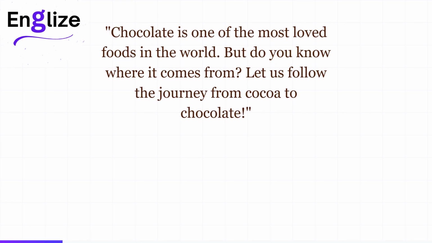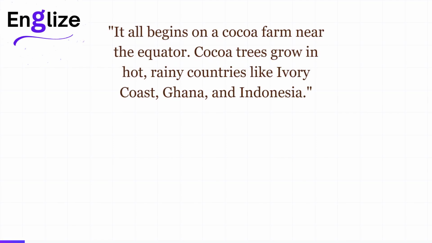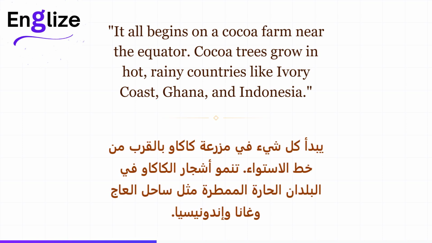Chocolate is one of the most loved foods in the world. But do you know where it comes from? Let us follow the journey from cocoa to chocolate. It all begins on a cocoa farm near the equator. Cocoa trees grow in hot, rainy countries like Ivory Coast, Ghana, and Indonesia.